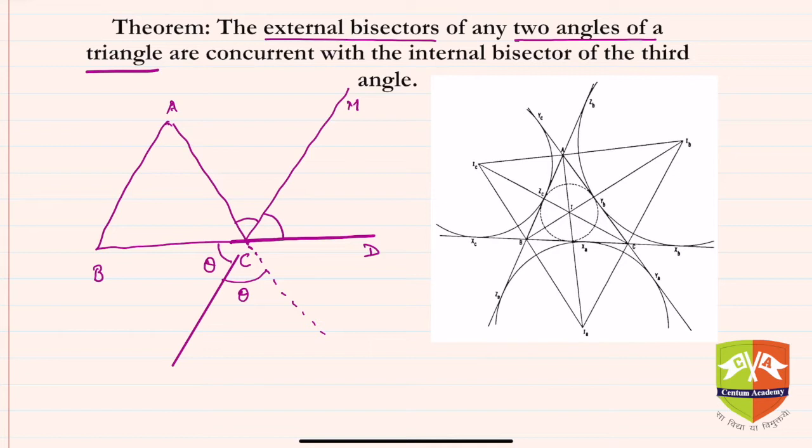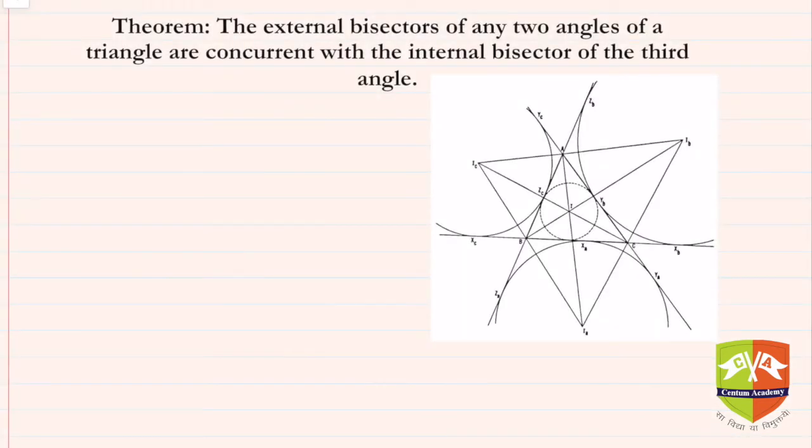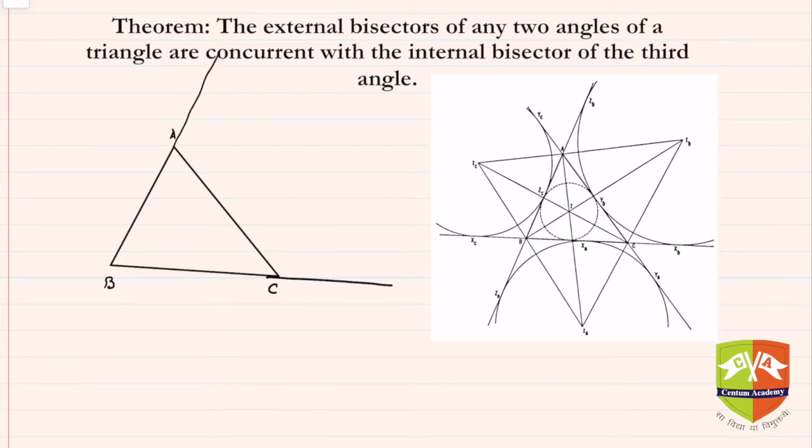Okay, now once we have understood what an external bisector is, we need to understand what an excircle is. Many of you would have come across the concept of incircle, but let's understand what an excircle is. So first of all, we have to have a triangle. So let me draw a triangle. Let's say this triangle is ABC, and I extend BC, and extend, let's say, BA like that.